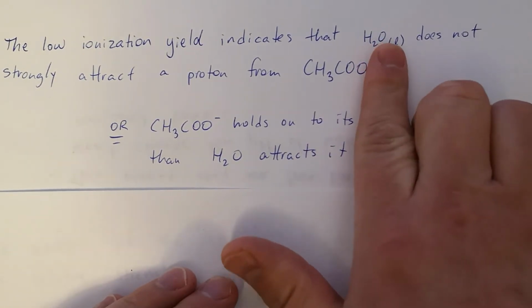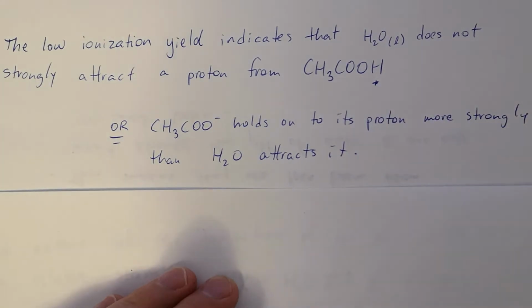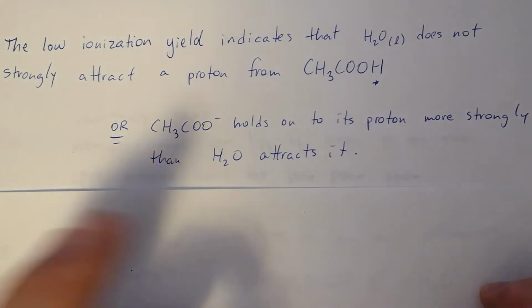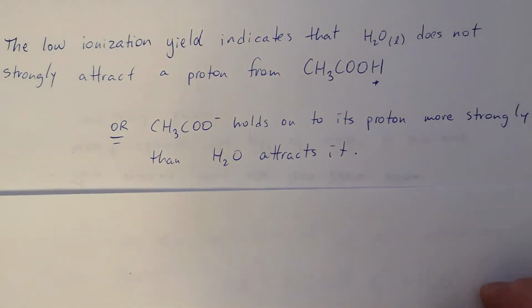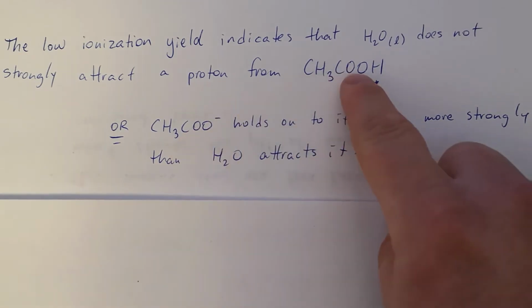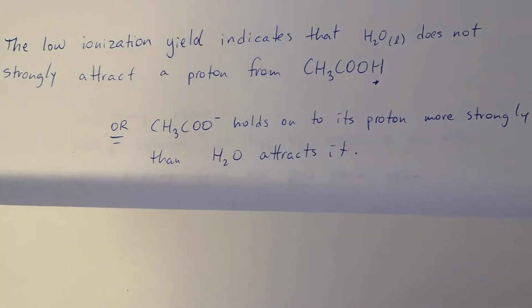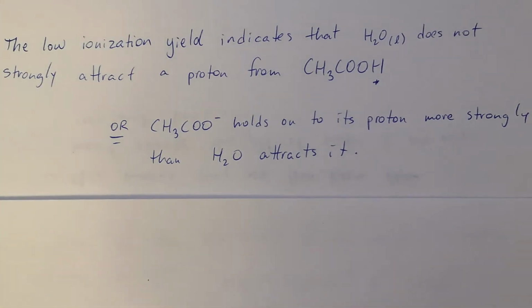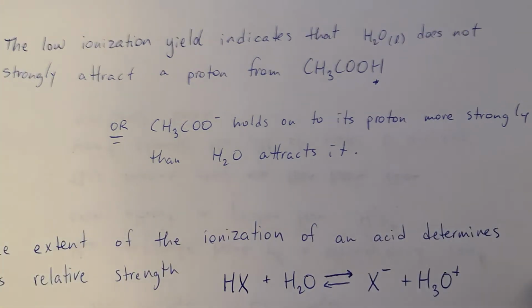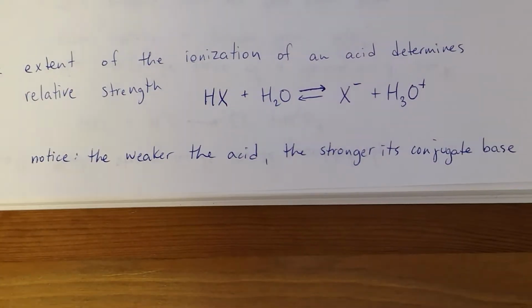So you can think of that as the acetate, like this part, is a stronger base than the acid. So that this weak acid has a fairly strong conjugate base. That's what I want you to think of. So again, this is the conjugate pair. If the acid doesn't ionize very much, it means that its conjugate base holds onto the proton strongly. Okay. The extent of the ionization, we've seen this, determines its relative strength.